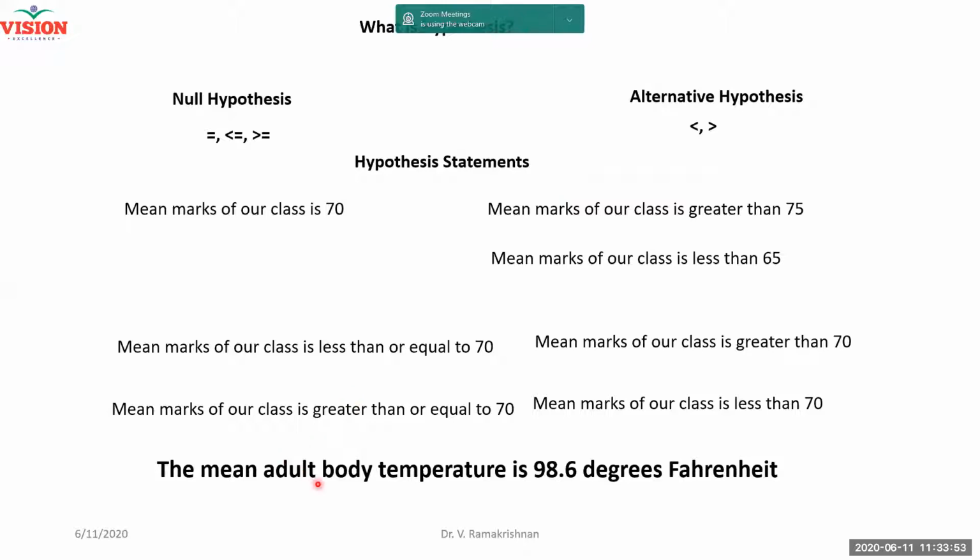The mean adult body temperature is 98.6 degrees Fahrenheit. Now you can tell me whether this is a null statement or an alternative statement. Please type in your chat box. If it is null, type null. If it is alternative, type A in your chat box.